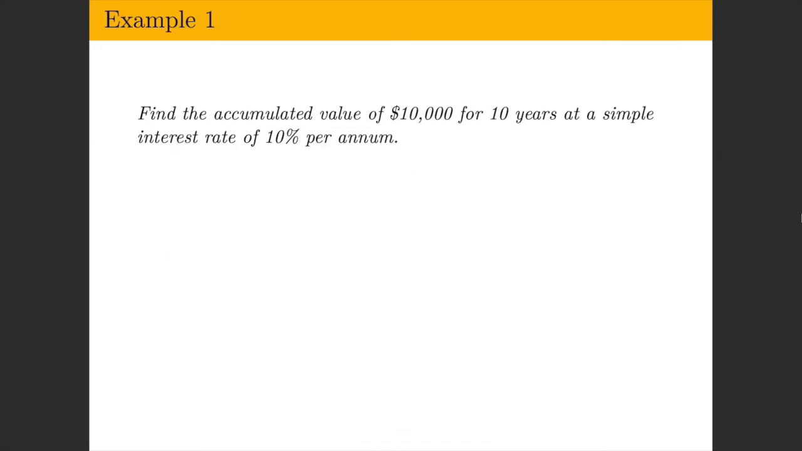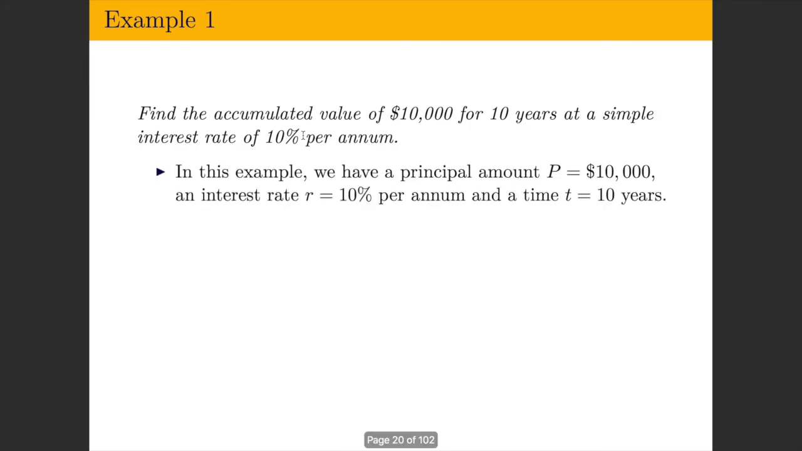Let's go through an example now. Find the accumulated value of $10,000 for 10 years at a simple interest of 10% per annum. Quite nice: 10, 10, and 10. In this example, we're told to find the accumulated value of $10,000. That means the $10,000 is our principal amount. We're also told that there's an interest rate of 10% per annum, so R is equal to 10% per annum. And we're told it's over a 10-year period, so we can write T is equal to 10 years.